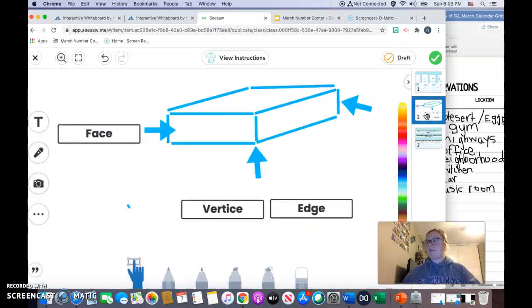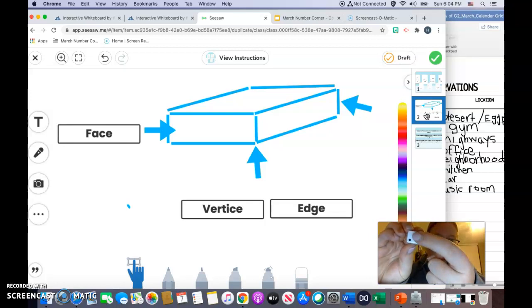So if we think of a dice, which I have right next to me, Miss Dunning has her dice right next to her. If we think of a dice and we look at the two, this flat piece of it, that is what we would call the face of our shape. So the 2 side, the 6 side, the 5 side, those are all faces of a 3D shape.